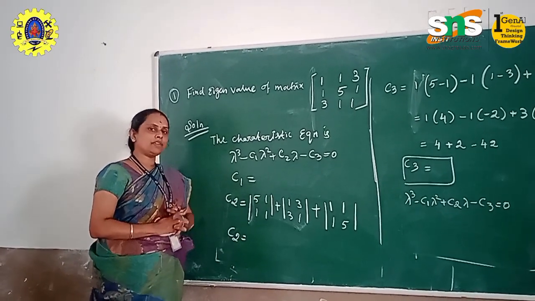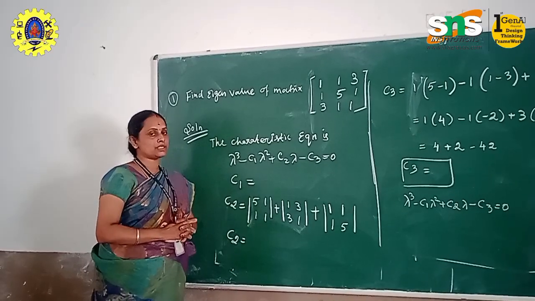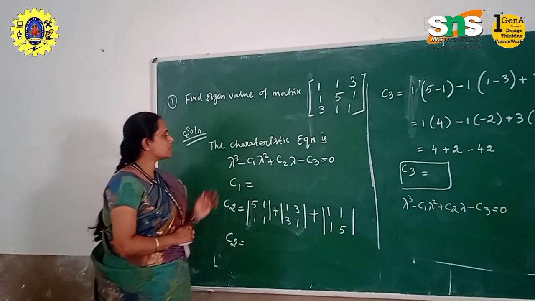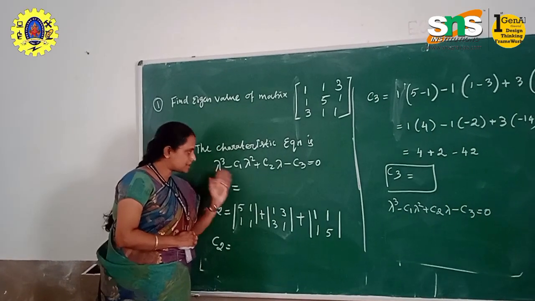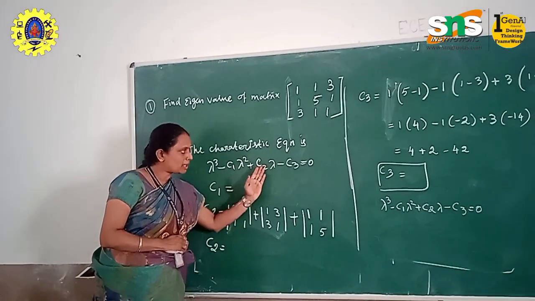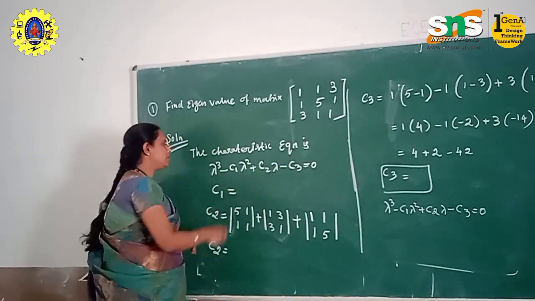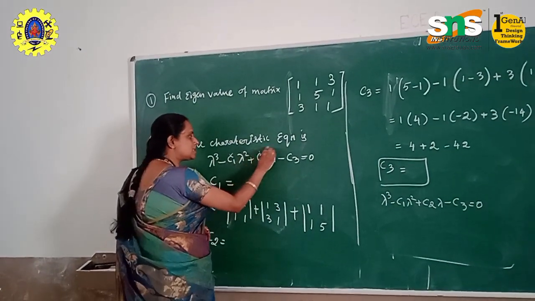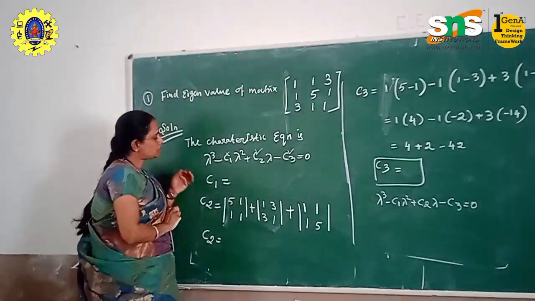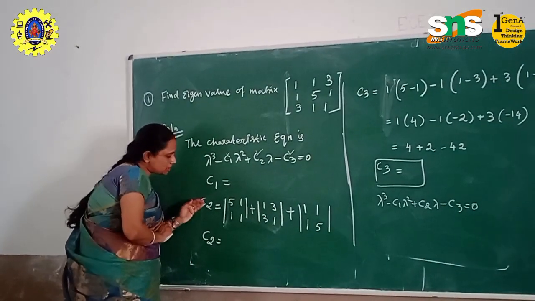You know how we can find the characteristic equation for a 3 cross 3 matrix. The characteristic equation is lambda cube minus c1 lambda square plus c2 lambda minus c3 equal to 0. Then we have to find c1, c2 and c3 using this matrix, step by step.